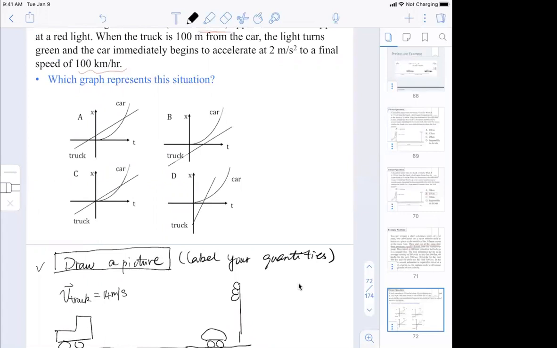So a lot of you voted for B and C. Then D gets some votes as well, and there are some A's. So yes, I would say B looks very close to the description that was given. Let's look at what story B is telling us. It tells us that the truck is behind the car. They're not at the same position to begin with, indeed.